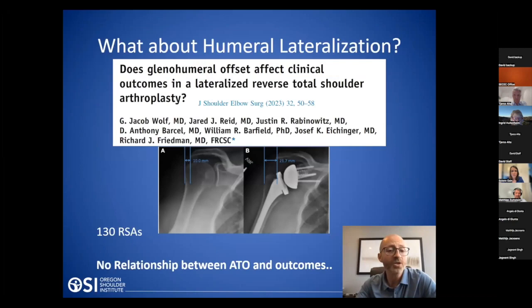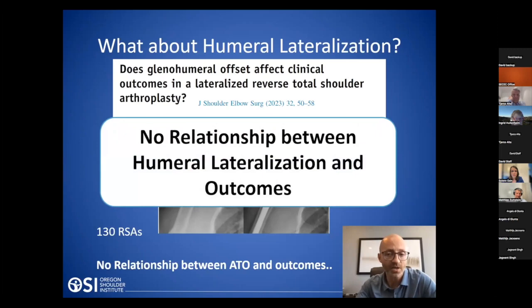Now, some people talk about humeral lateralization. This is an interesting recent study from one of the Exactech groups, 130 RSAs. They found no relationship between humeral lateralization and functional outcomes, as you can see here.